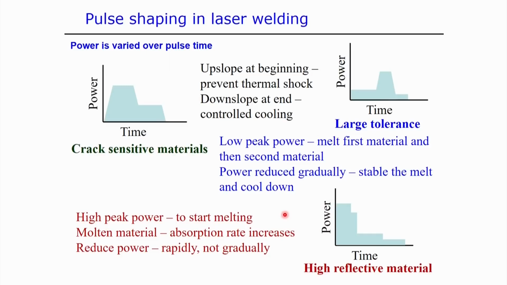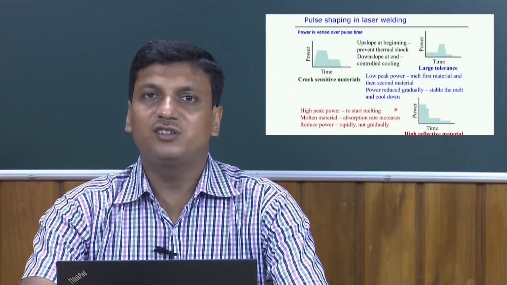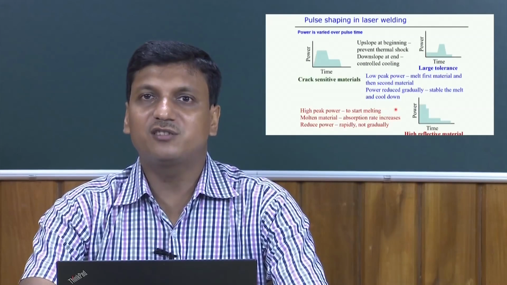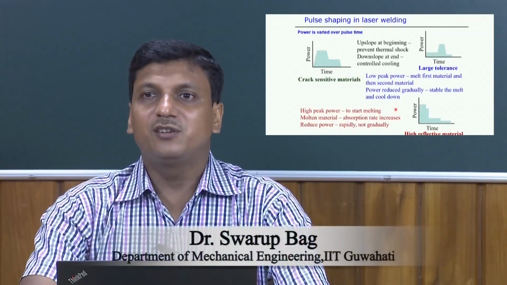So, we can see that although some materials are difficult to weld by other welding processes, laser welding is advantageous in the sense that it is possible to control different shapes of the pulse, and we can improve the weldability of different types of materials like crack sensitive materials, high reflective materials, or sometimes high conductive materials. So, in this case it is necessary to design the specific shape of the pulse.